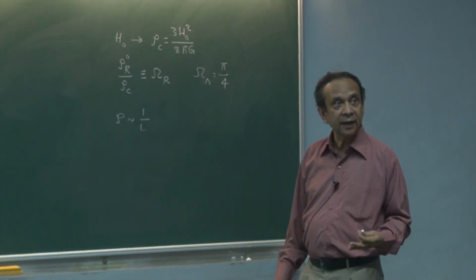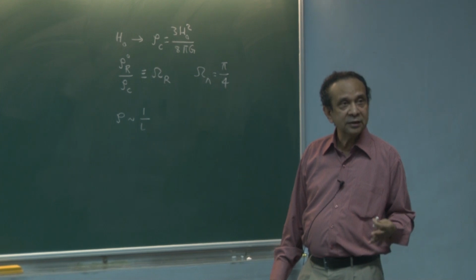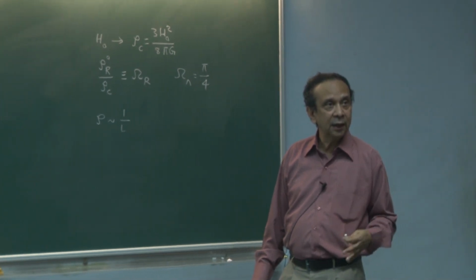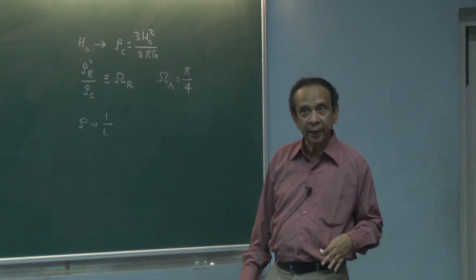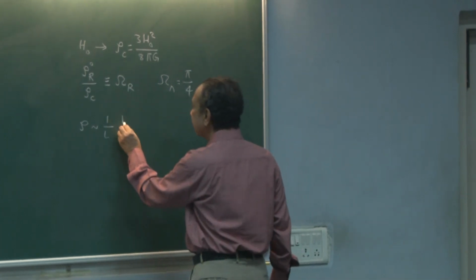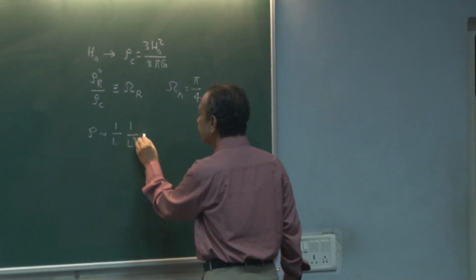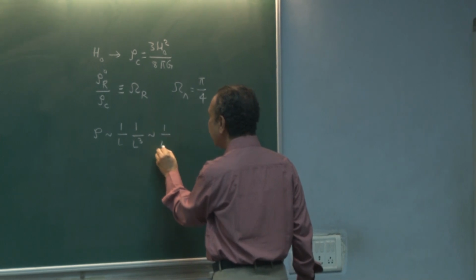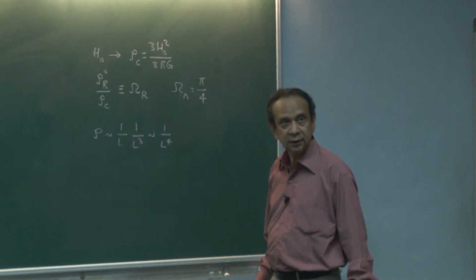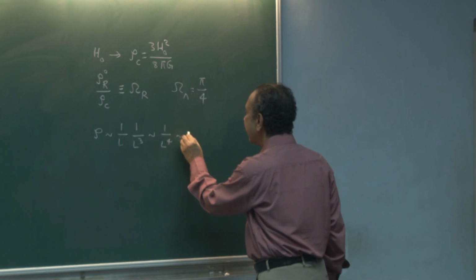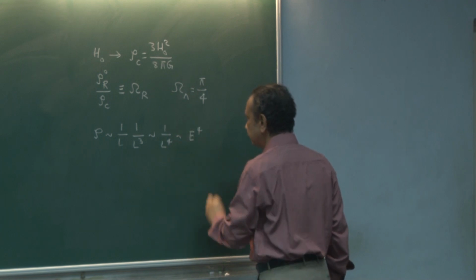Why is energy 1 by L? Energy is h nu. h nu is hc upon lambda. h and c are 1, so it is 1 by lambda. Then it is per L cube. So energy densities will go as 1 over L to the power 4 in natural units, which again corresponds to some energy scale to the power 4.